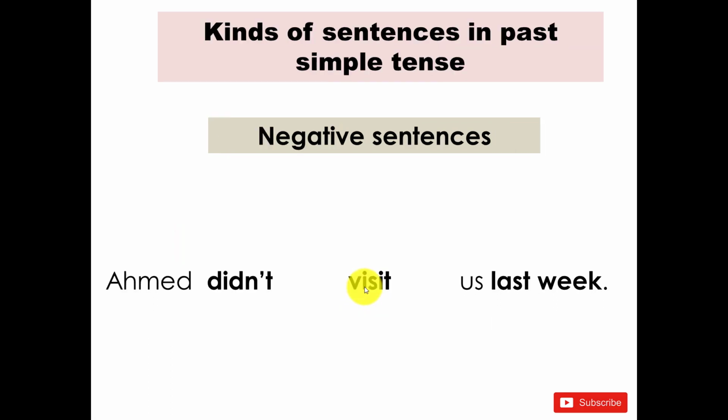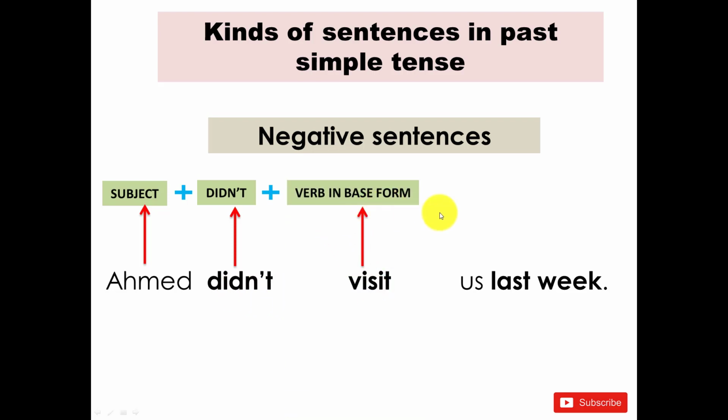Let's move now to the negative sentence. Here is the example. We have, Ahmed didn't visit us last week. Let's extract the structure of the negative sentence for past simple. So here we have Ahmed. Ahmed is the subject. Then we have didn't. Didn't is the auxiliary, فعل مساعد. Then we have the verb. As you see here, the verb is in the base form. It does not change because we have the auxiliary. So visit is the verb in the base form, plus the complement.